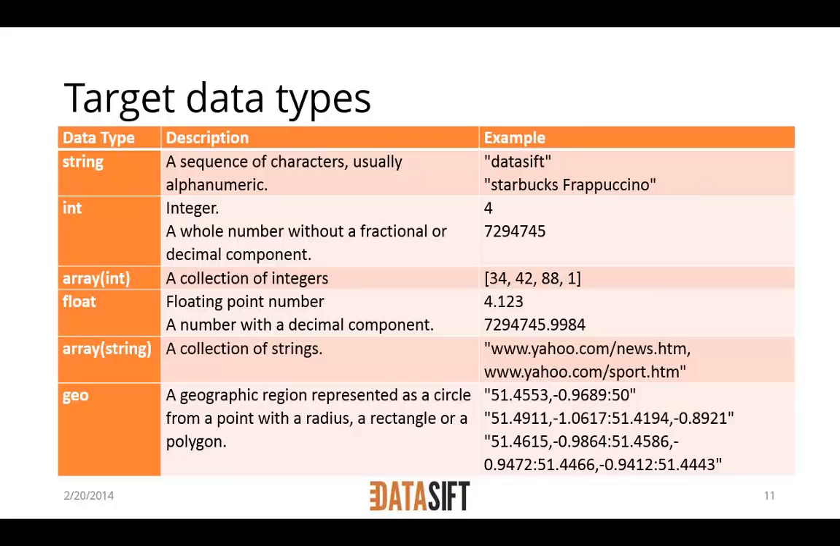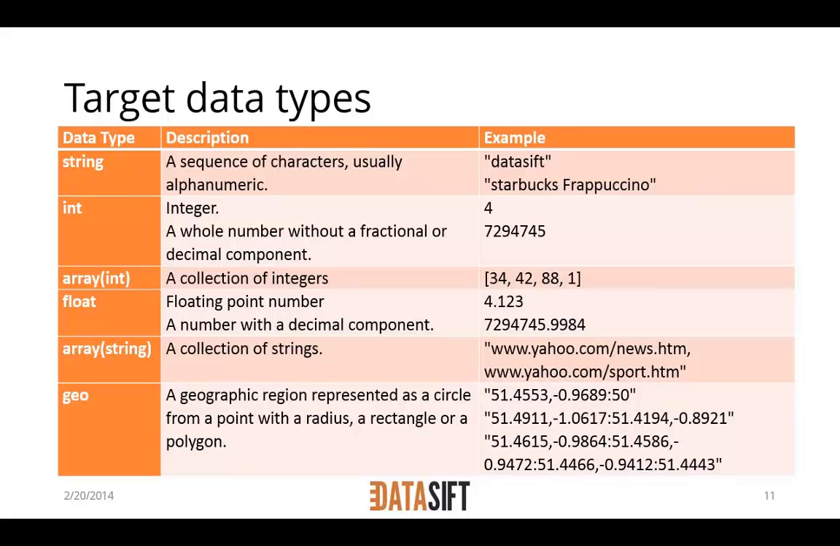Integer is the next data type, so things like follower count in Twitter. If you want to know how many followers someone has who's just sent a tweet, that would be an integer, a whole number. You can have an array of integers, which is just a list of numbers. Floating point is a number with a decimal part to it. For example, follower ratio. Whenever we receive a tweet, we receive information of the ratio of followers to followees of the person who sent the tweet, and that's usually a floating point number.